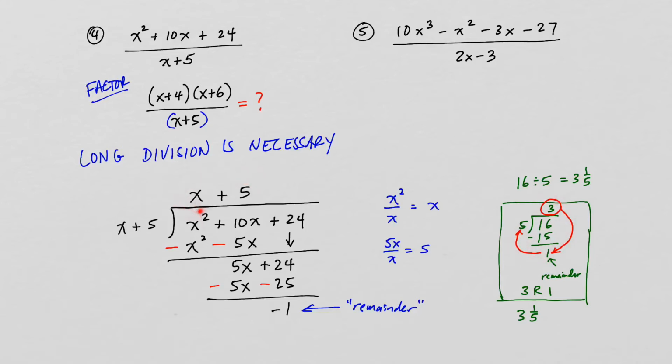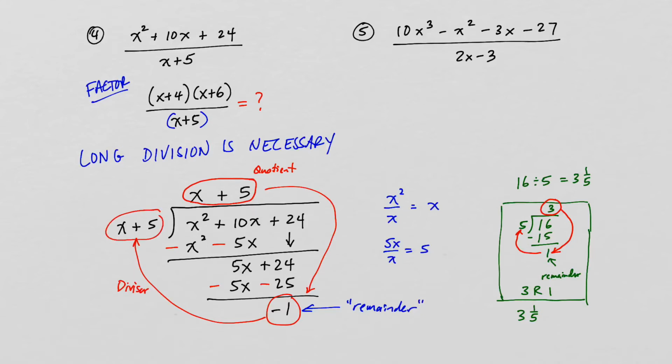So we start with x plus 5. This is the main part of our answer. And we're going to add the remainder over the divisor. And so it's that same pattern. This is your quotient. Then you're going to add your remainder, which in this case is -1, over your divisor, which is, coincidentally, also x plus 5. So the answer here is x plus 5 plus -1 over x plus 5.